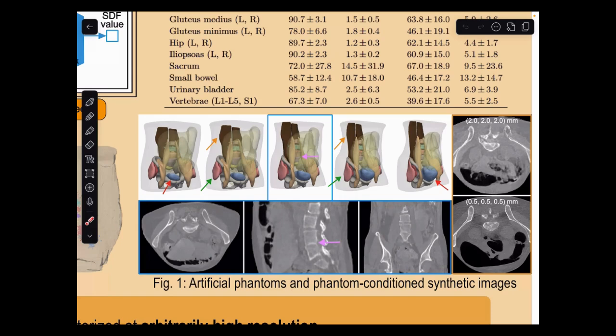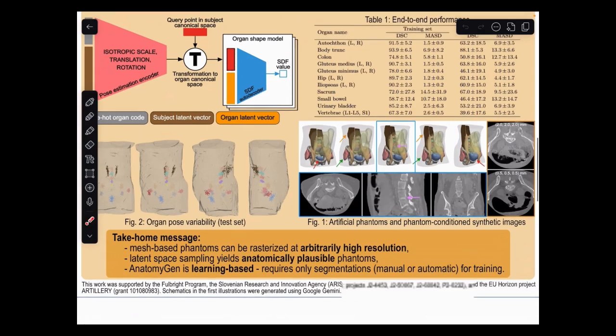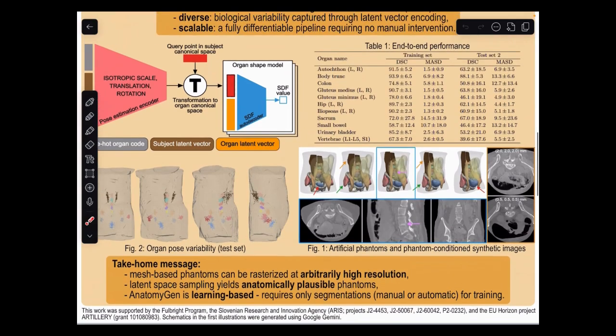Another experiment was taking the phantom, which is basically a mesh description of the anatomy, and rasterizing it using two different resolutions. One low resolution and one high resolution. And then we created two synthetic images, and we see that the level of detail in the high resolution image is much better compared to the low resolution, meaning that the ability to create phantoms at arbitrary resolution is a nice property of our approach.